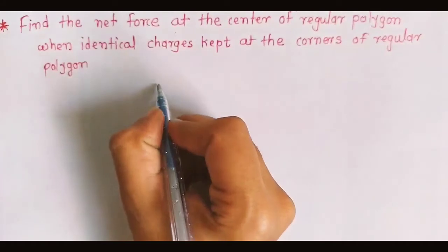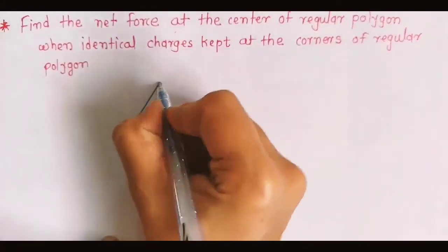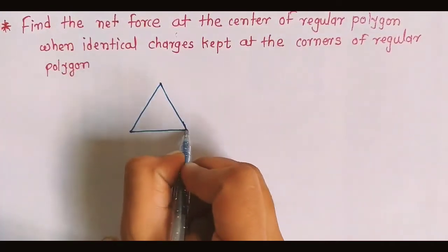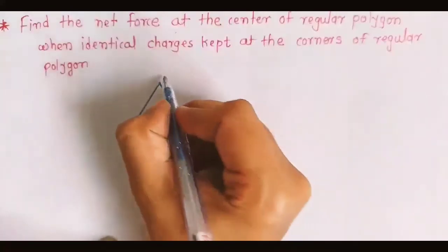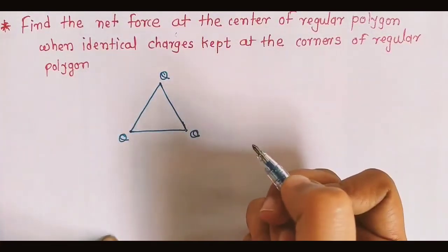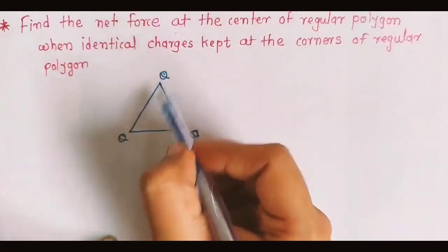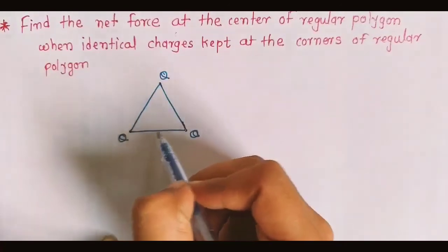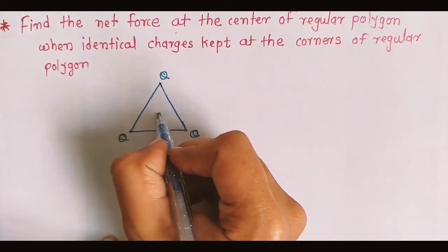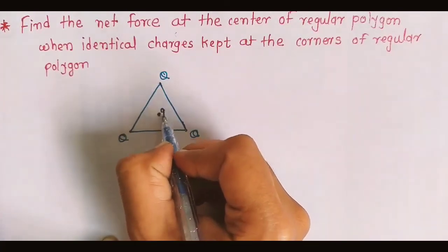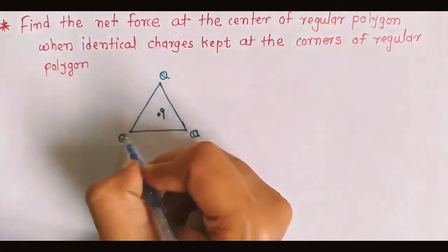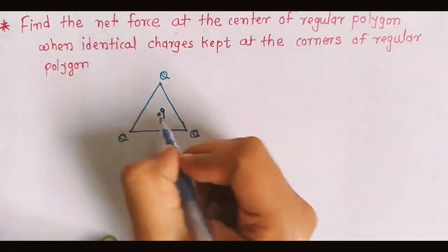So we have an equilateral triangle and identical charges Q, Q, Q placed at the corners of the equilateral triangle, or this is the regular polygon, and we have to find the net force at the center. Okay, this is charge Q, and the net force on this charge due to all these charges, we have to find this.